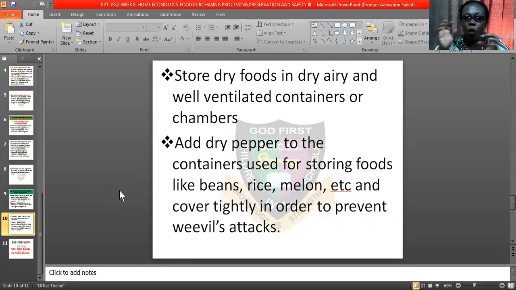Now, store dry foods in a dry, airy, and well ventilated container or chamber. Like, what will I now use as an example? Dry food, very dry, the food that is very, very dry. Put it in an airy container that is well ventilated.